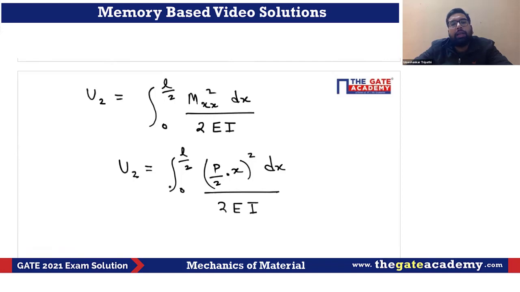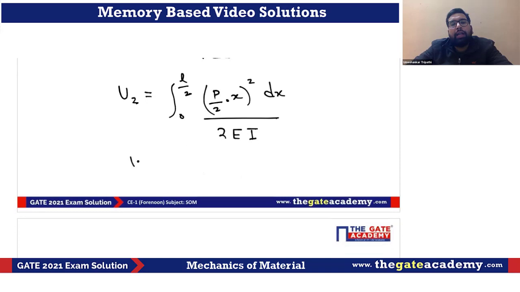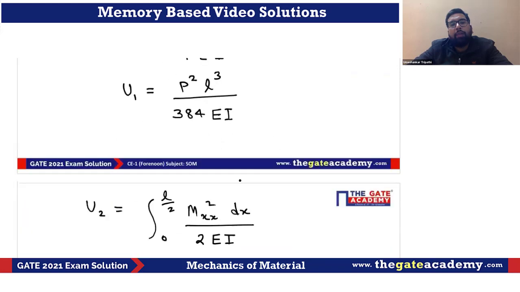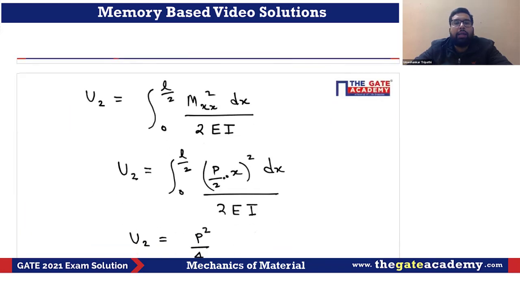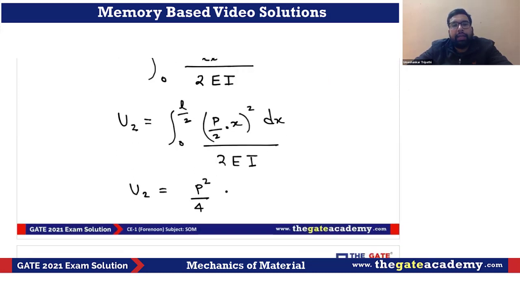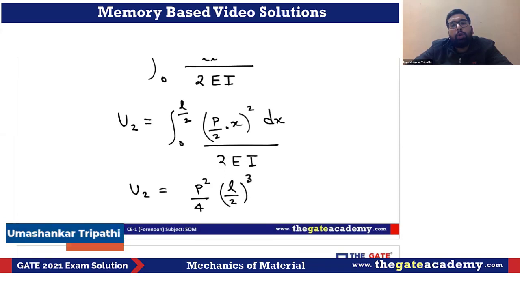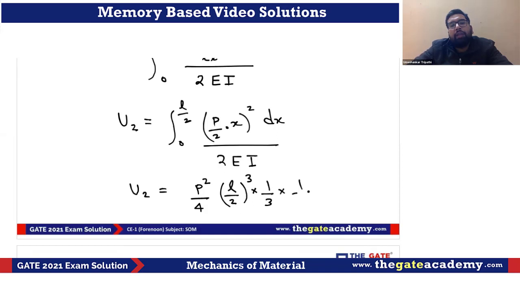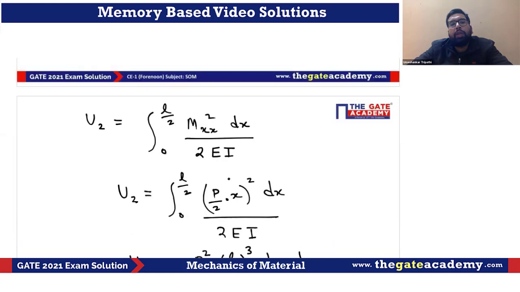So if I now integrate it, I'll get P square by 4, since I have squared this P by 2, and this is X square. If I integrate it again, I'll get L by 2 whole cube into 1 by 3, and this will become 1 by 2 EI. So what I'll be getting?